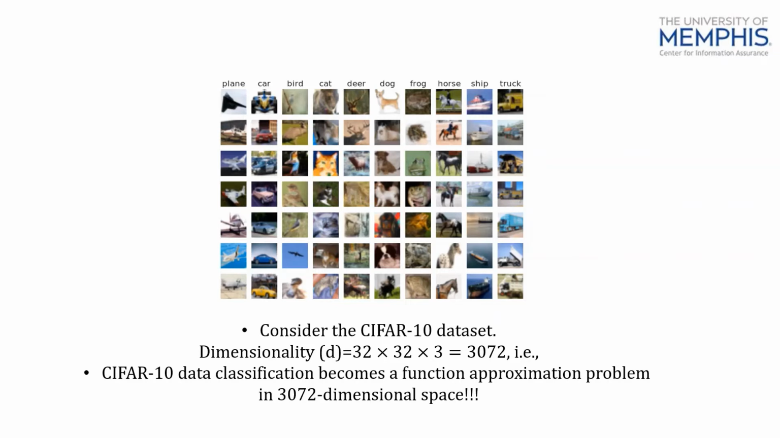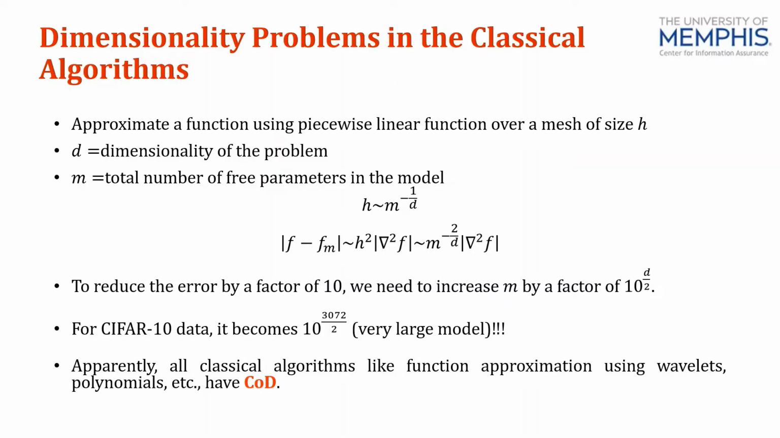That's quite huge. So let us talk about the dimensionality problems involved in the classical algorithms. For that, here we approximate our function, that is f, using the piecewise linear function over a mesh size of h. Now we assume that d is the dimensionality of the problem. M is the total number of free parameters involved in the model. Hence, we can derive a relation among this h, d, and m in case of the piecewise linear function as follows. That is, h is approximated as m to the power 1 divided by d with a negative sign.